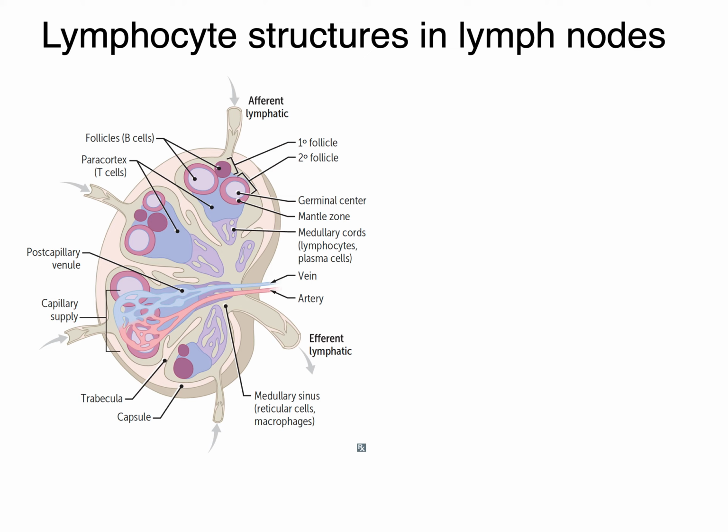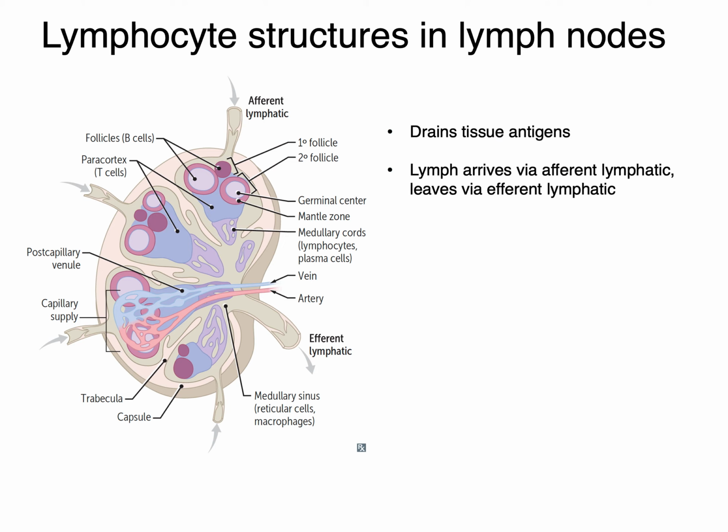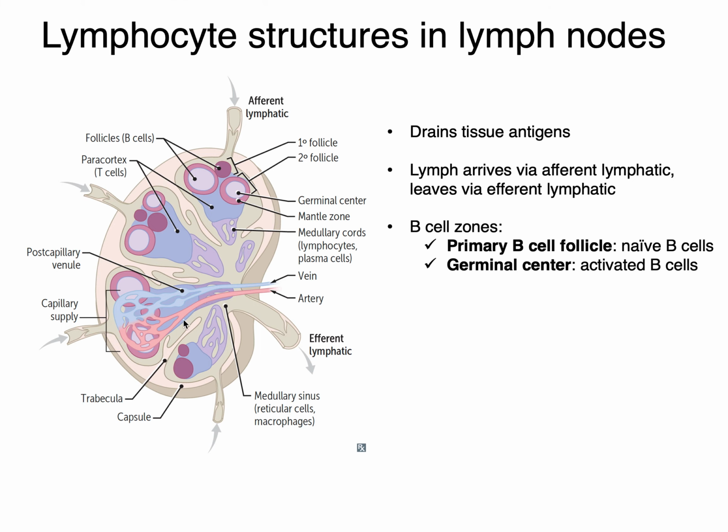Now, there are a number of lymphocyte structures within lymph nodes, but I only want you to focus on a few of these. So lymph nodes drain tissue antigens. The lymph comes into the lymph node via this afferent lymphatic vesicle and leaves the lymph node via this efferent lymphatic vesicle. And within the lymph node, the most important B cell structures that I want you to talk about are the primary B cell follicle, here in purple, and the germinal center, which is comprised primarily of activated B cells that are expanding rapidly, shown here in the gray.